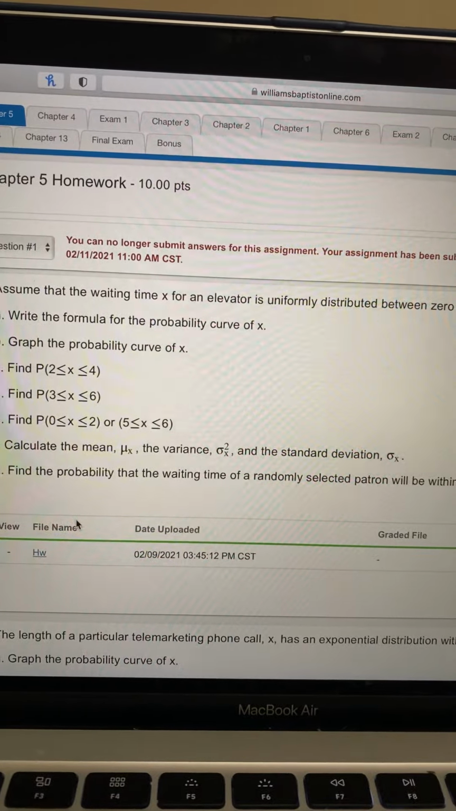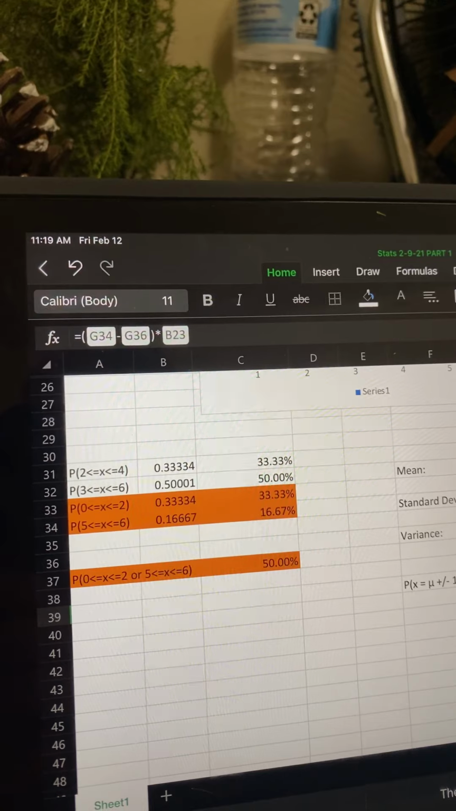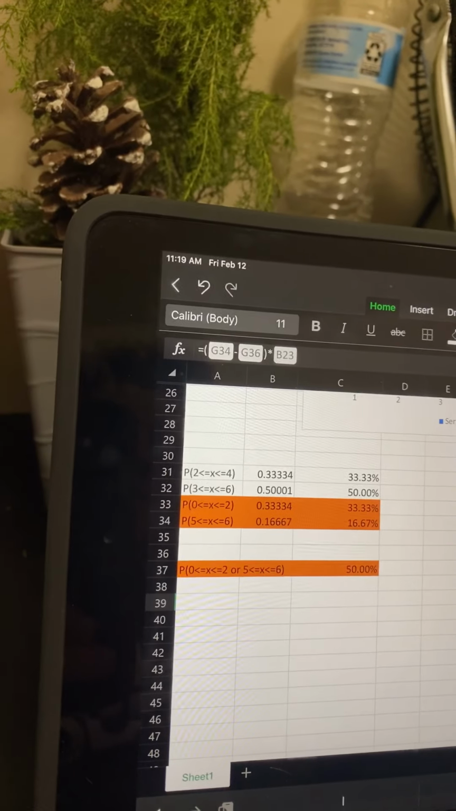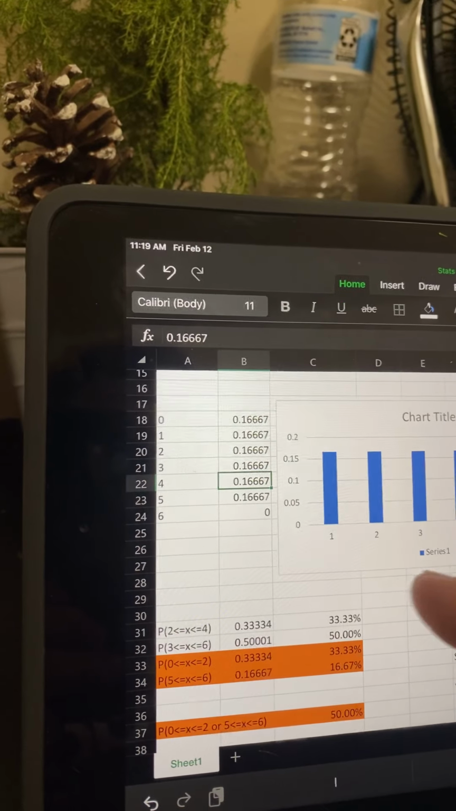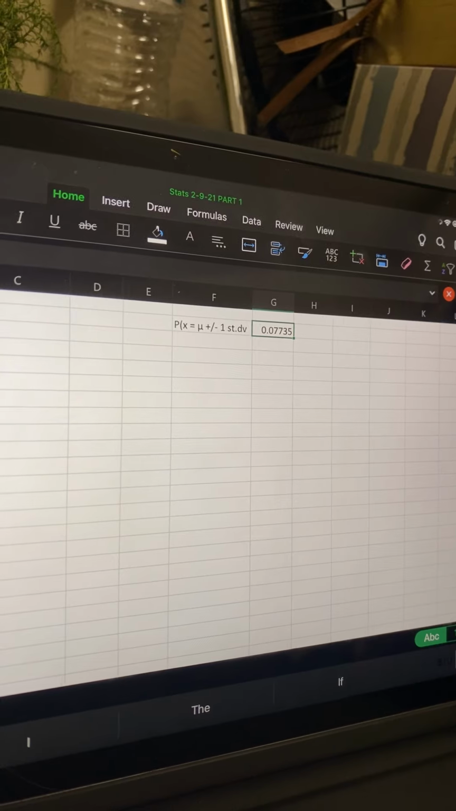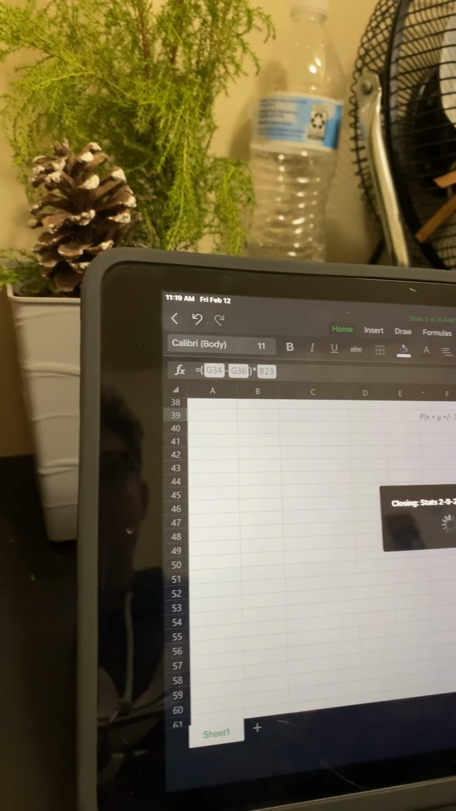To calculate the probability that the waiting time of a randomly selected patron will be within 1 standard deviation of the mean, I had the standard deviation minus the mean times B23, which ended up being one of the 16.67s. I got 0.7735. Don't really know if that's right. Probably is, because I'm so good at this.